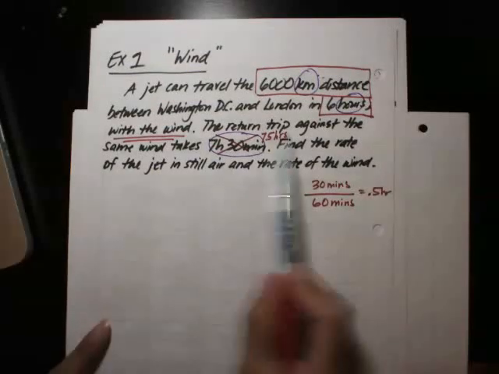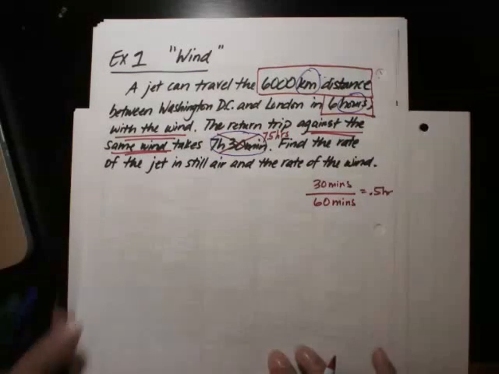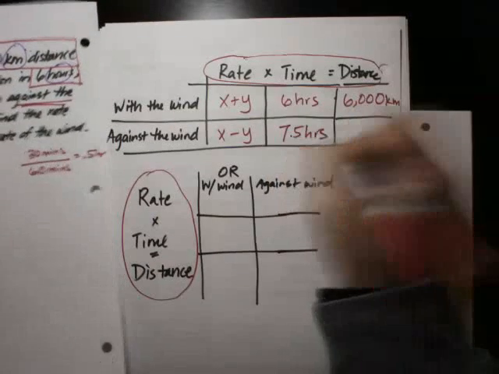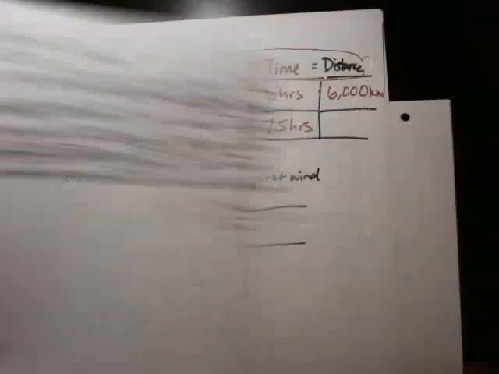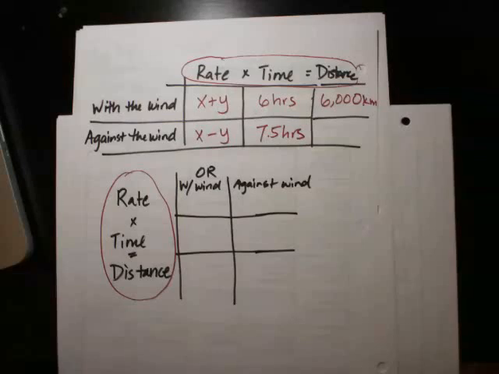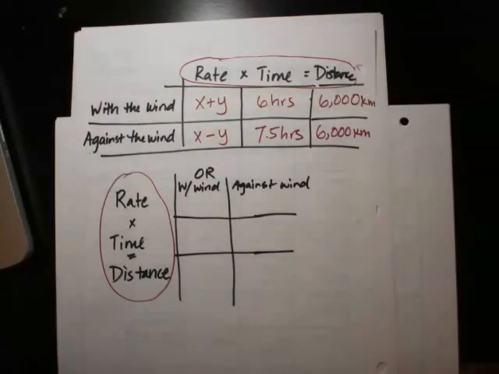Okay, so let's take a look at the second sentence. The return trip against the wind takes 7.5 hours. So I'm going to put 7.5 hours. And let's take a look at the distance. What do you think the distance is going to be? Well, if you're flying from DC to London and you're going to turn around and go from London back to DC, you're going the same distance. So you can go ahead and fill in the same distance. The distance doesn't change. The cities don't move. The plane moves. And you're moving the same distance.